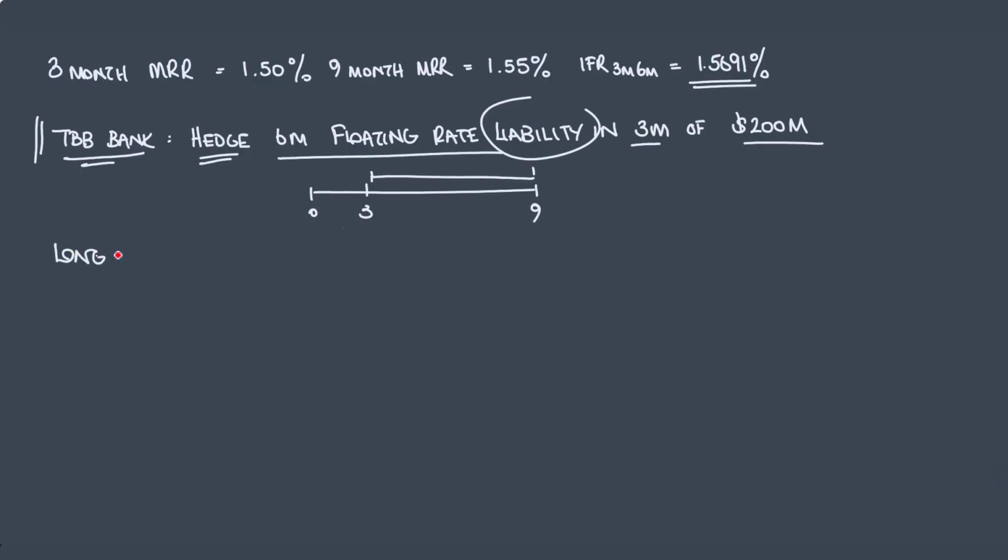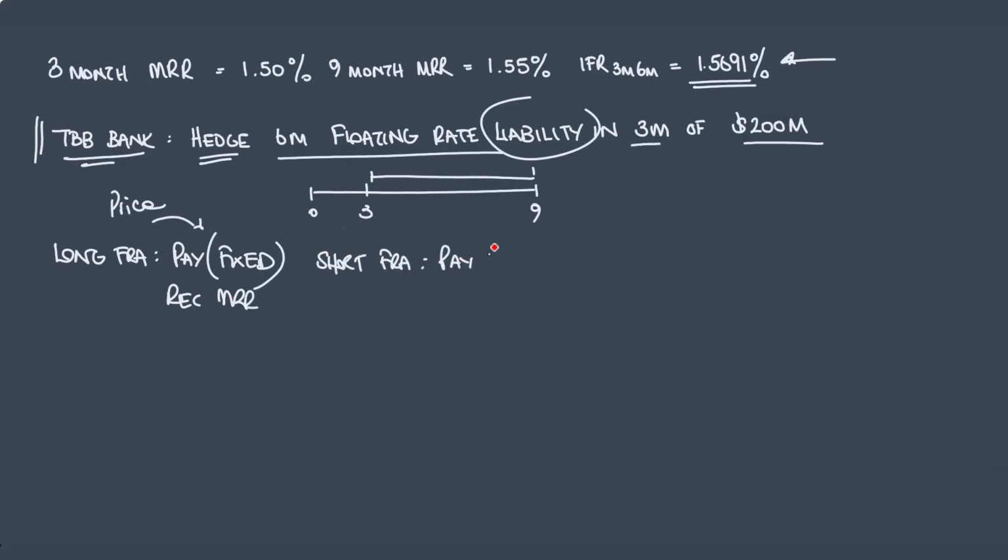Remember, if you go long on an FRA, you agree to pay a rate that's fixed. That is the price of the FRA. FRAs are not priced in dollars, they're priced in interest rates. You pay the fixed, and you receive MRR. If you go short on the FRA, you do the opposite. The short FRA would pay the MRR and would receive fixed.